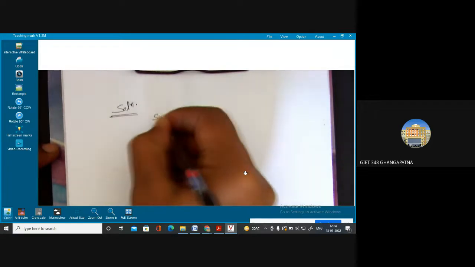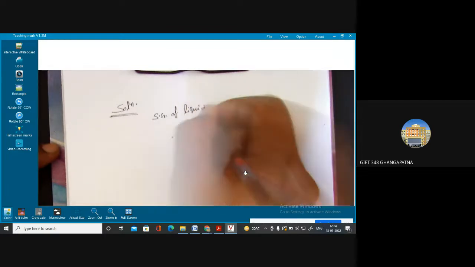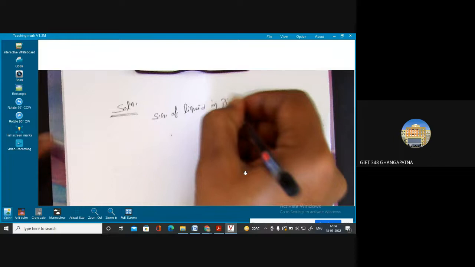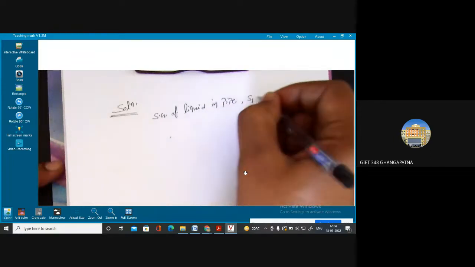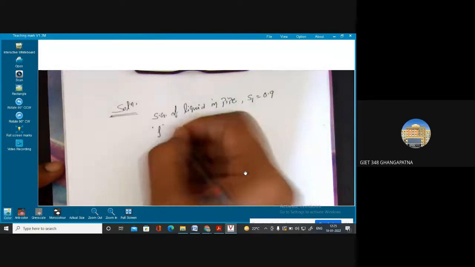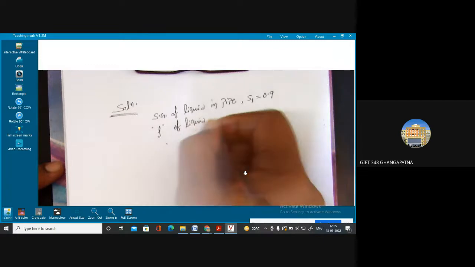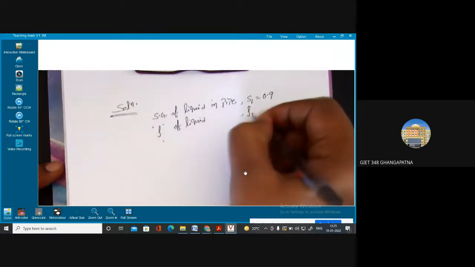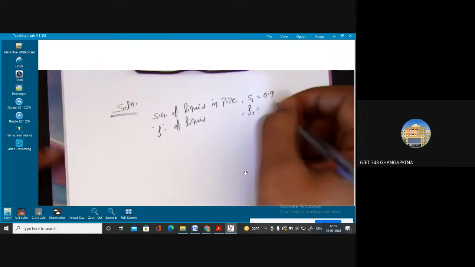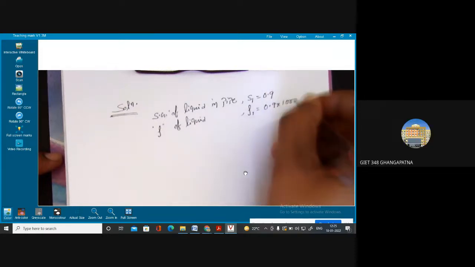Now, one by one, let us write what is given to you. First one is, write down also, specific gravity of the liquid in the pipe. The specific gravity of the liquid in the pipe, let us take it as S1. So how much is it given? 0.9. Clear? Then what is rho? This is given to you, S1 is 0.9. Density of the liquid in the pipe, we can take it as rho 1, because the liquid we are terming as suffix 1. So it is how much? 0.9 into 1000. So it is 900 kg per meter cube.